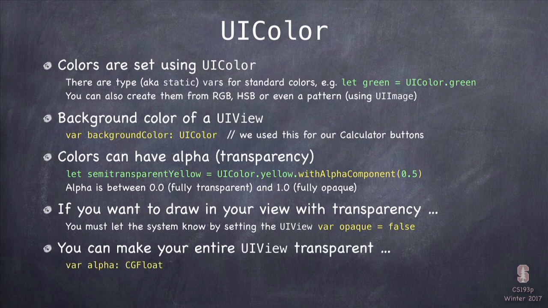By the way, you can make your entire view semi-transparent by setting its alpha. So this is a var, not in color. This is a var in UI view. You can say alpha of 0.5, and your entire view will be 50% see-through. Okay? And that would work with a button or anything because those are just UI views. All right?